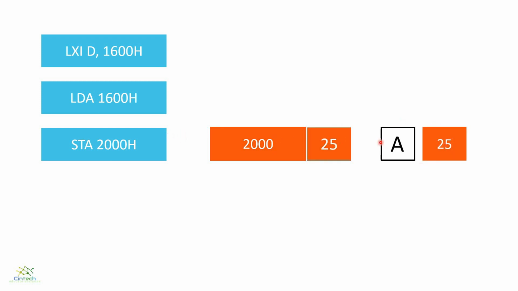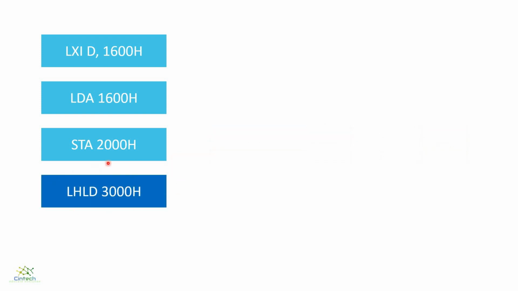Let's move on. The next instruction is STA 2000 hex. This does just the opposite job of LDA. STA stands for store accumulator. That means the content of the accumulator has to be stored somewhere, where the address is given here, that is 2000. So in memory location 2000, say some arbitrary value F5 was present. The MPU will simply copy the content of the accumulator in here. That's it. Next instruction is LHLD 3000 hex.